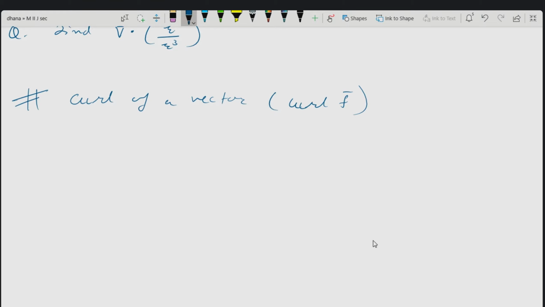So gradient of a scalar and curl of a vector, both are vector values. Only divergence of a vector is a scalar value. Okay, so let's see how it is defined.